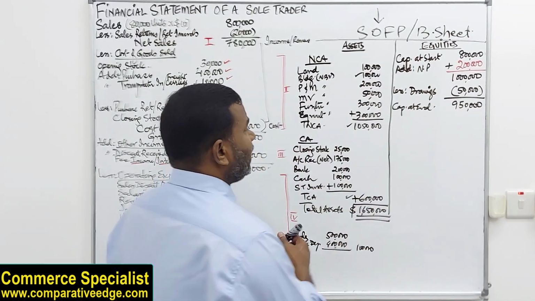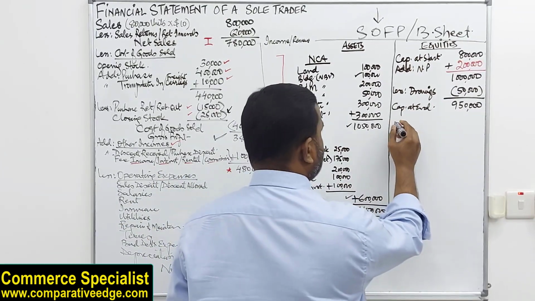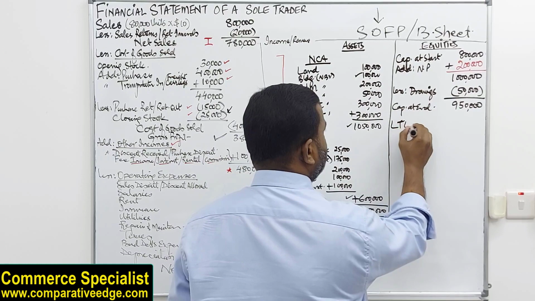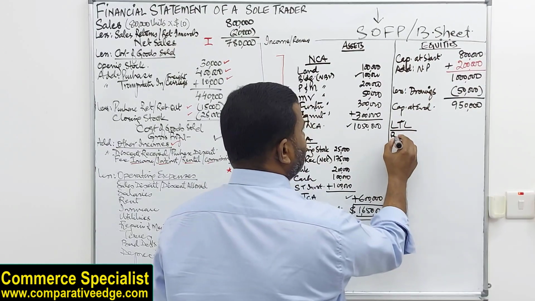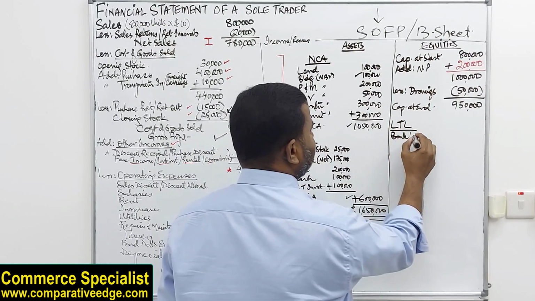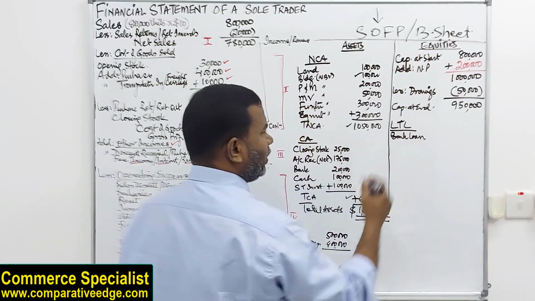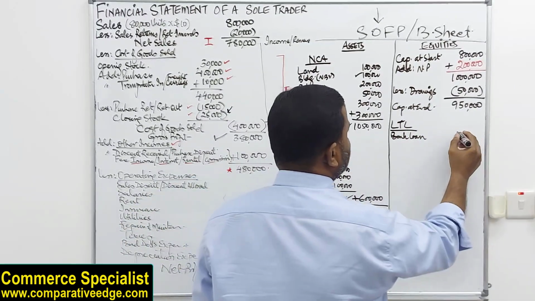After that, you may take some long-term loans. So I'm just taking it as a bank loan. There are many examples, but I'm just keeping it short and simple. Bank loan, let's say another 100,000.